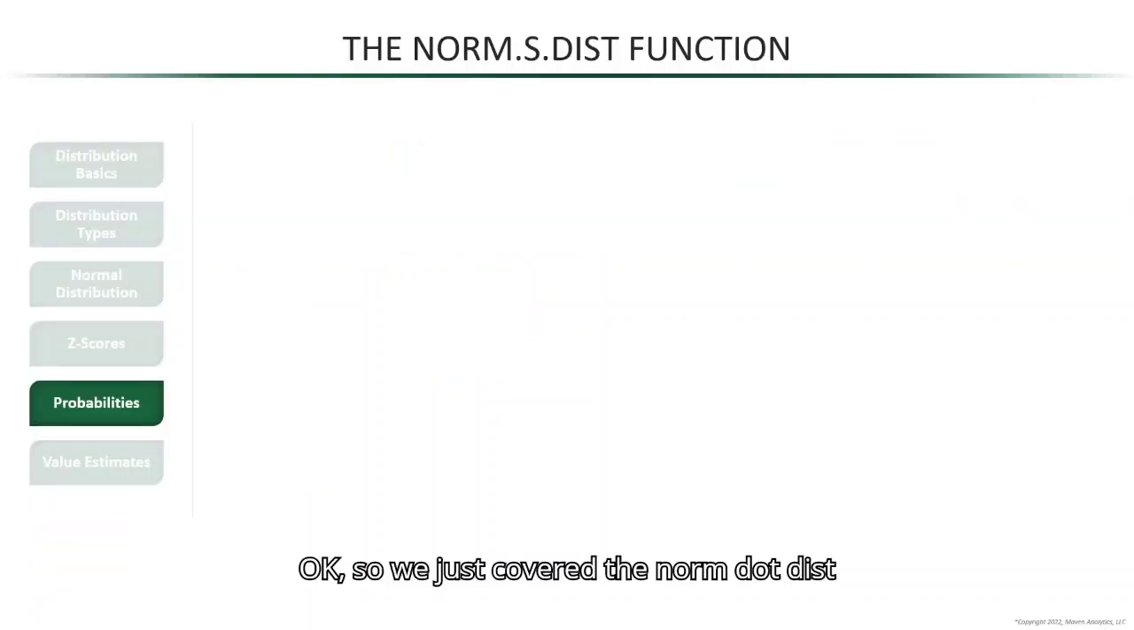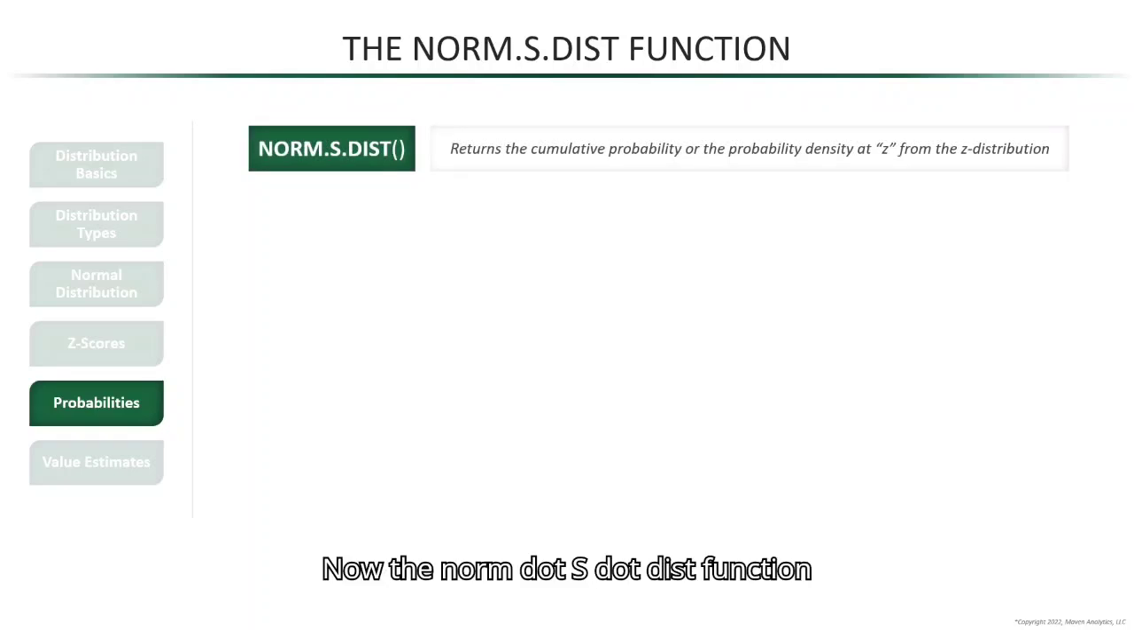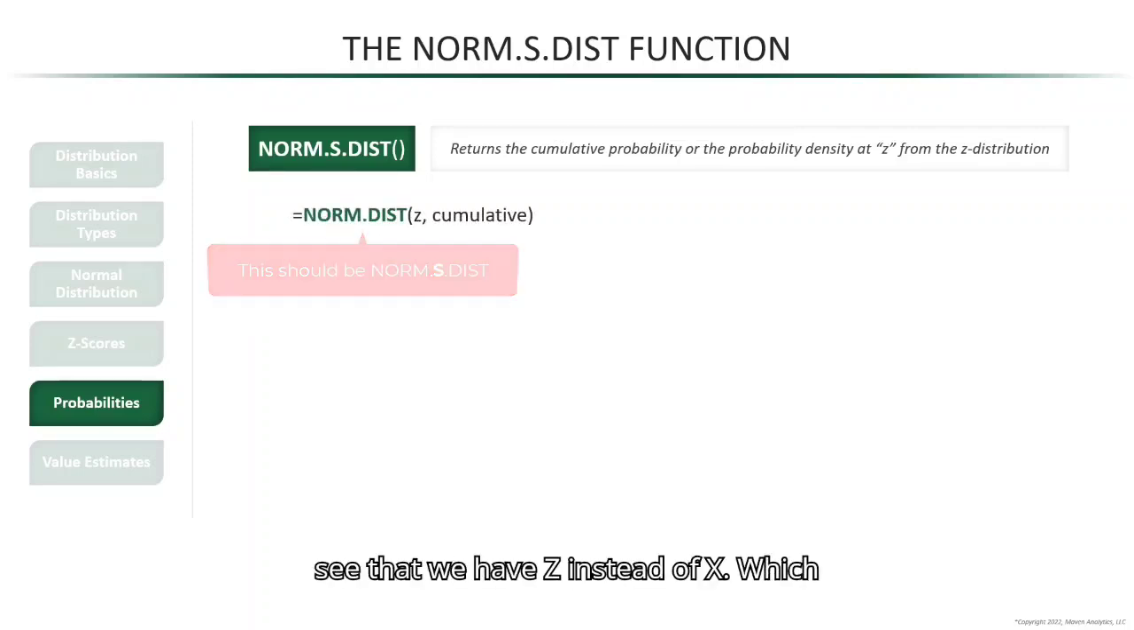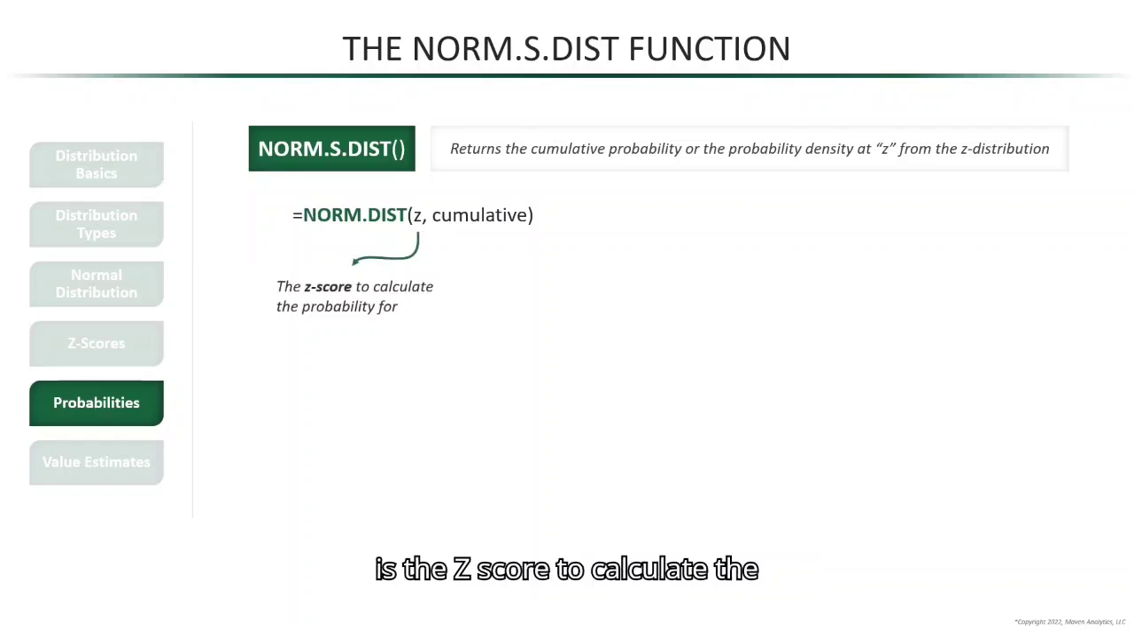Okay, so we just covered the norm.dist function. Time to go over norm.s.dist, which is actually very similar. The norm.s.dist function returns the cumulative probability or the probability density at z from the z distribution, otherwise known as the standard normal distribution. And if we look at the arguments, you'll see that we have z instead of x, which is the z-score to calculate the probability for.